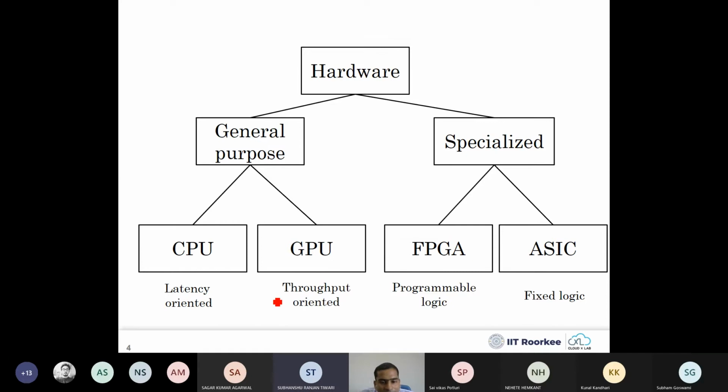Sir, can we compare the cost of these devices? Yes, that's a good question. If you ignore the performance, then GPUs will be costlier than CPUs. For FPGA, I think I have that cost in some other presentation. Let me show you. So this is GPU based.